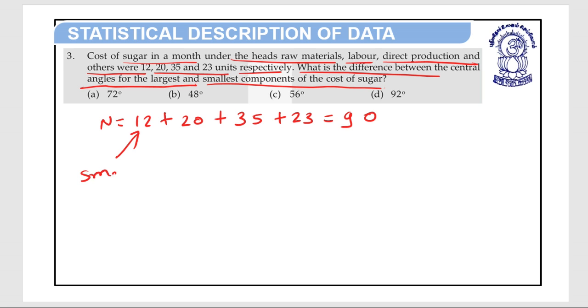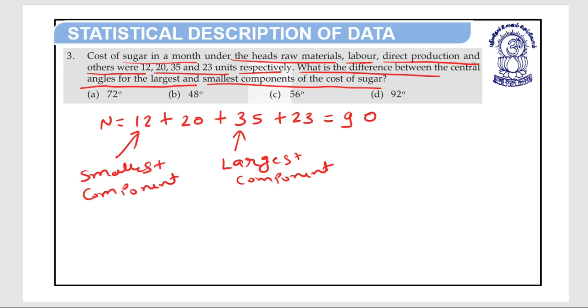12 is here the smallest component. From 12, 20, 35, 23, the largest component is 35. Here the difference is equal to 35 minus 12 is equal to 23.